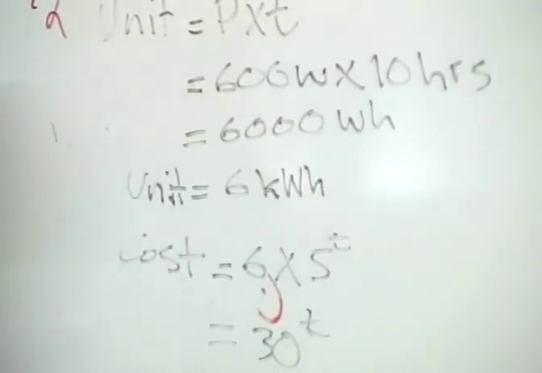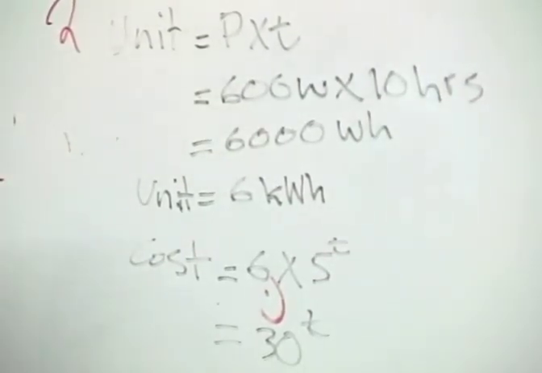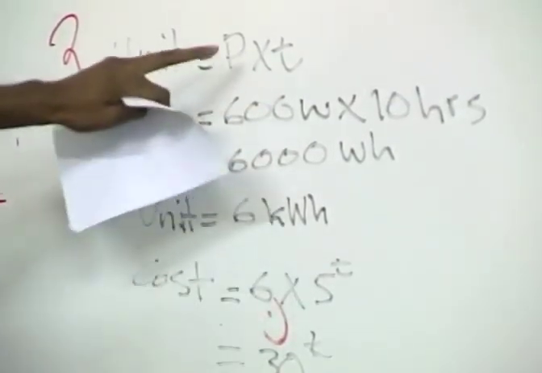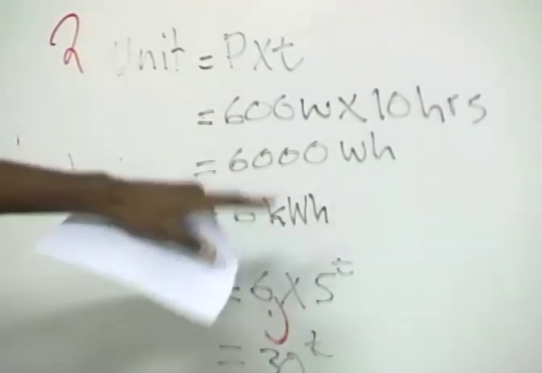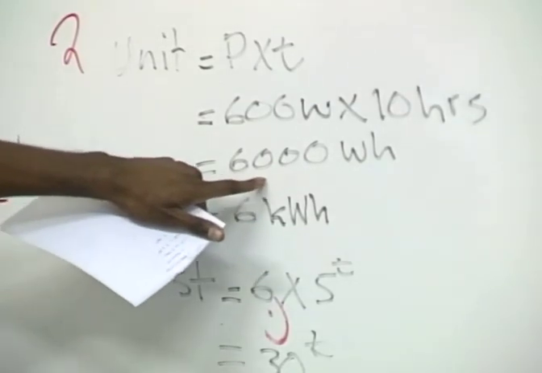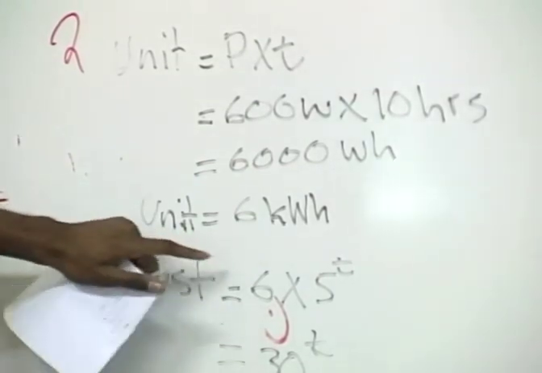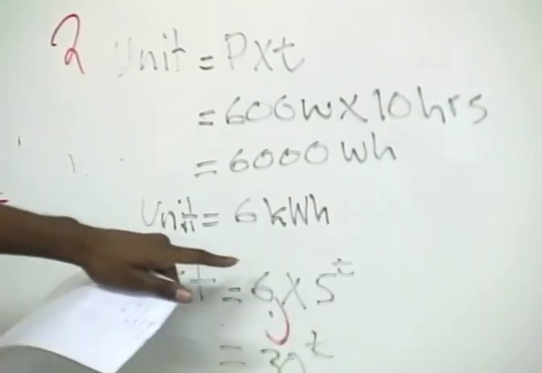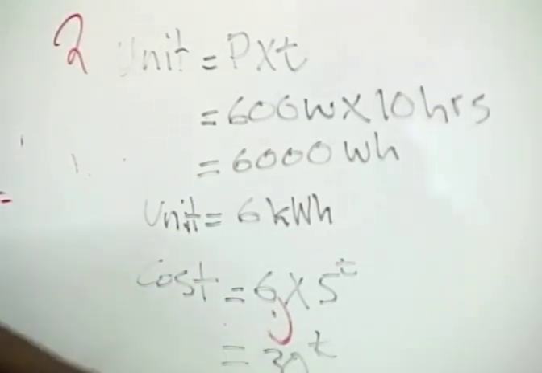You just give me the answer from where you are. To find the unit, you multiply the power times the time. Power is 600 watts times 10 hours. You get 6,000 watt hours. Since 5 for 1 kilowatt multiplied by 6 is 10.